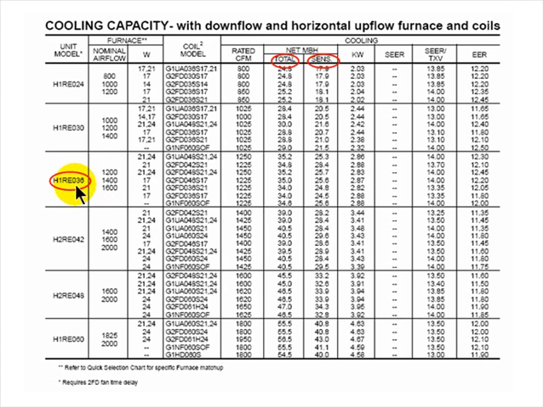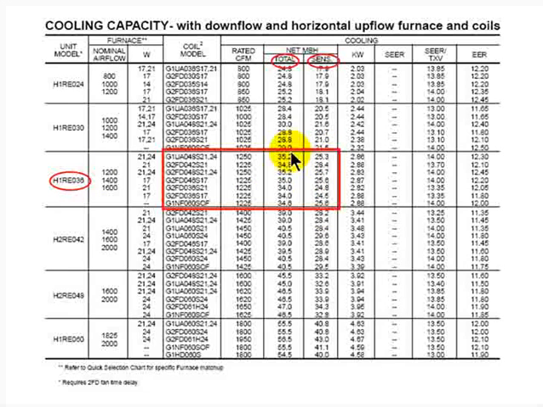It's a 3-ton condenser. York tested in their environmental rooms 1, 2, 3, 4, 5, 6, 7 different coils, evaporators, that could be matched with that one condenser. And what did they get? They got 7 different sensible loads and 7 different total loads.